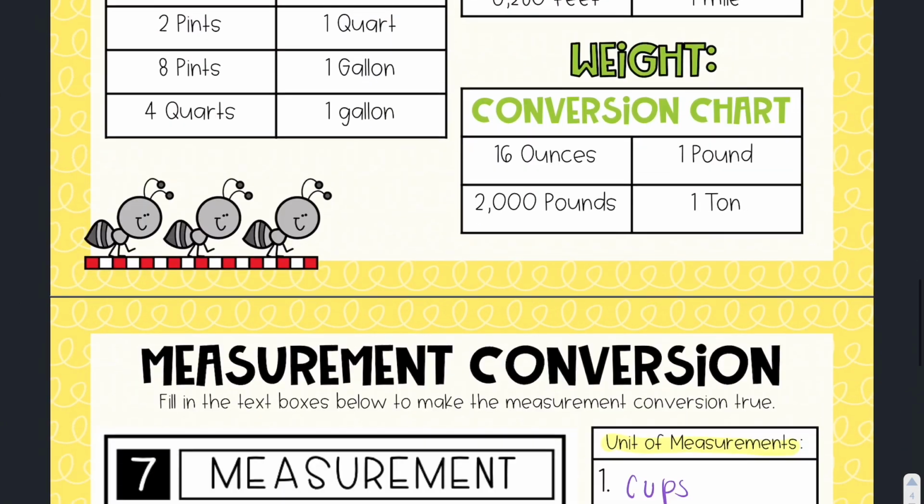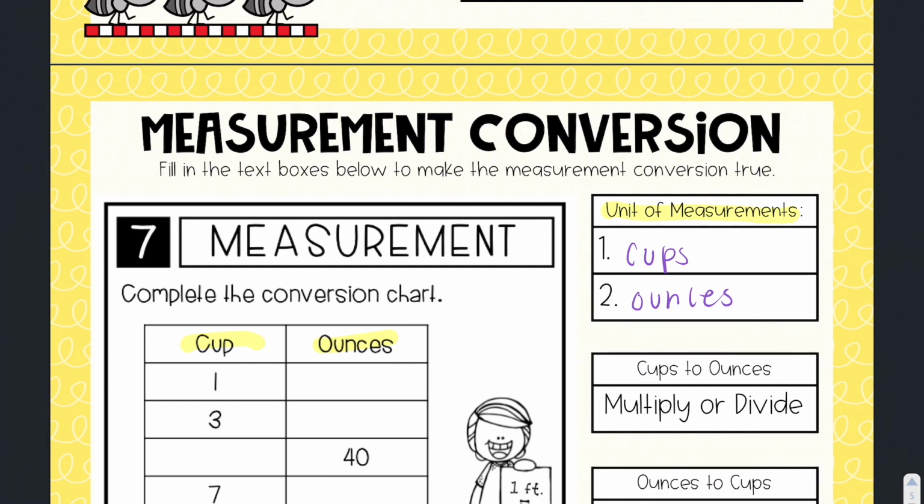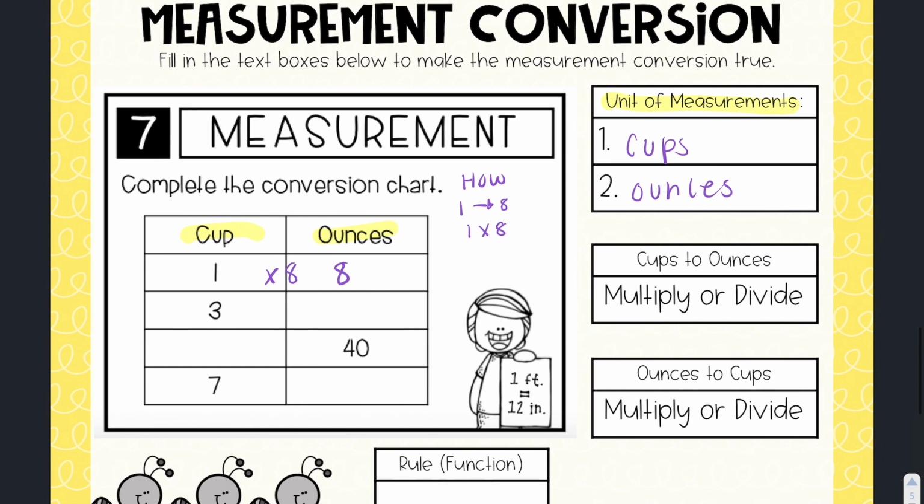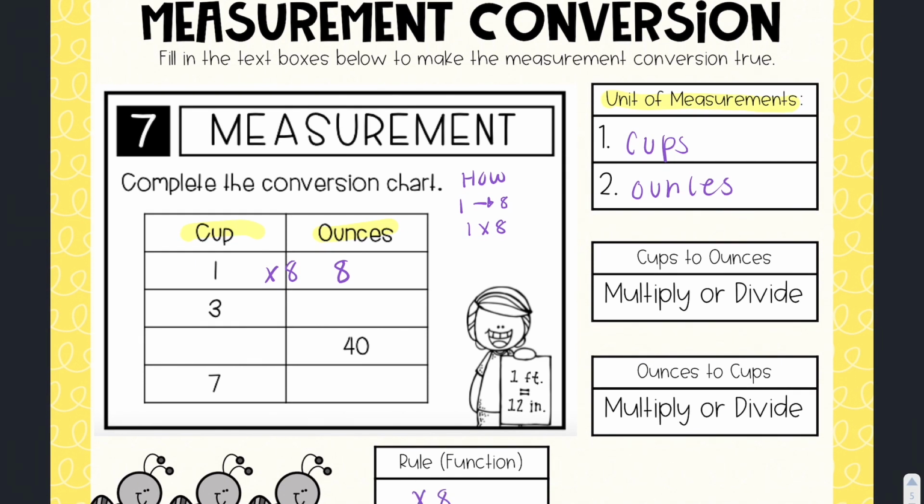So I know that there are 8 ounces in 1 cup. So if I have 1 cup, my conversion chart told me earlier that that's 8 ounces. I'm now asking myself the question, how did I get from 1 to 8? What is that rule? Well, I know I could do 1 times 8. So I know that when I'm going from cups to ounces, I'm going to be multiplying. So I can take your highlighted circle and put it over multiply.